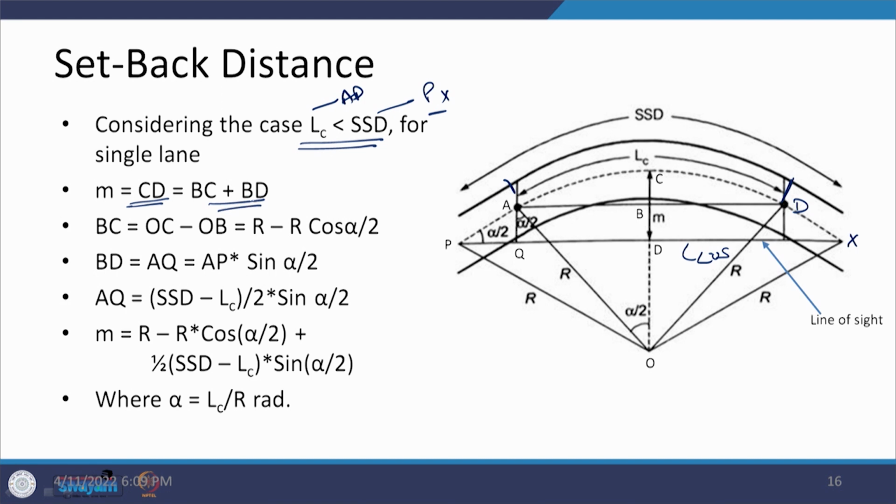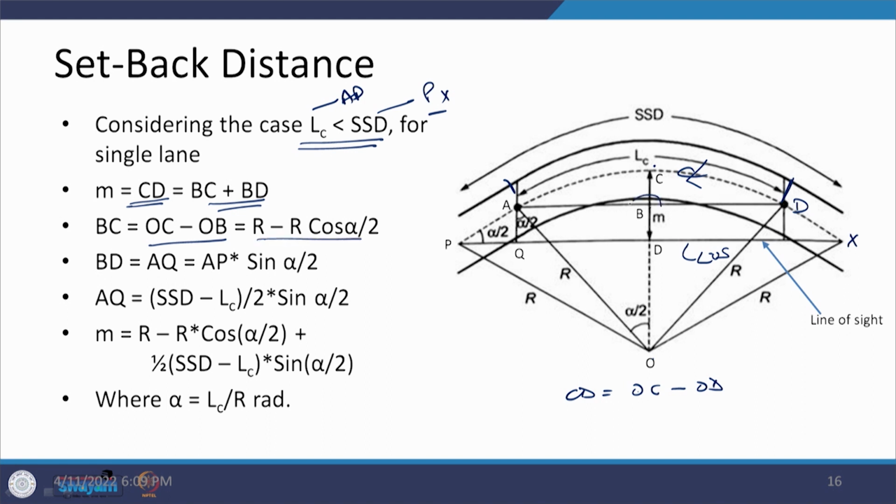This can be one way of writing it, or this CD can also be OC minus OD. I can write CD as OC minus OD. So, we are going to look at all of these things. Now, BC is defined as OC, which is with respect to the center line of the carriageway, and OB, which is with respect to the length of the curve. In this case, it comes out to be R minus R cos of alpha by 2.